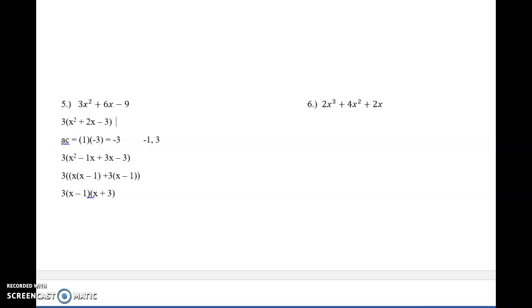Okay, last one. So this one I wanted to do with you because it's a little bit different. If I look across for my GCF, 2, 4, and 2, well, those are all divisible by 2, so 2 is part of my GCF. But if I look closely, I can see that they also all have a variable of x. So x will be part of my GCF in this case as well.